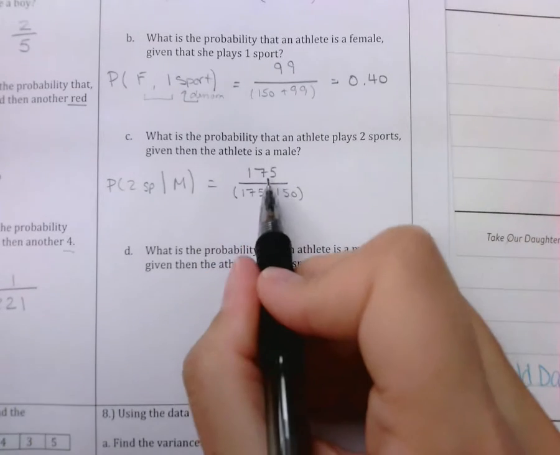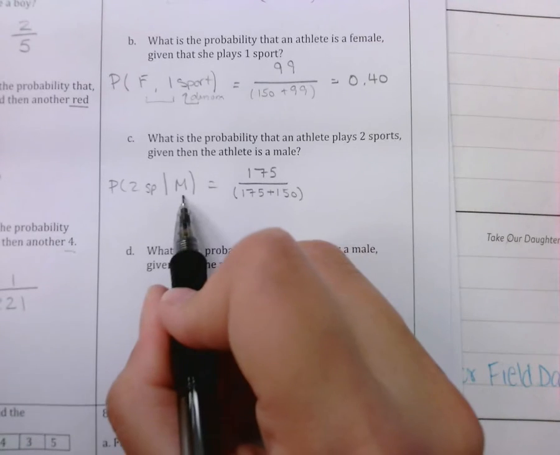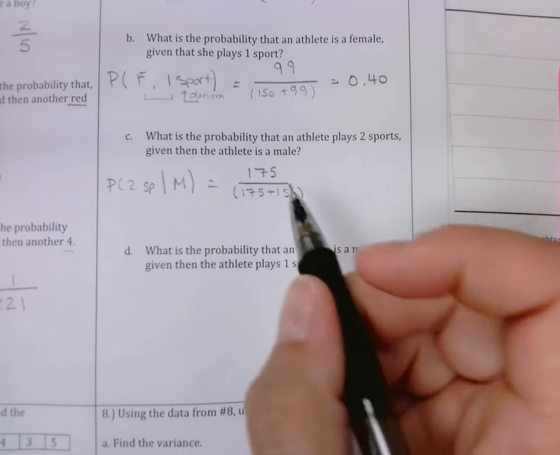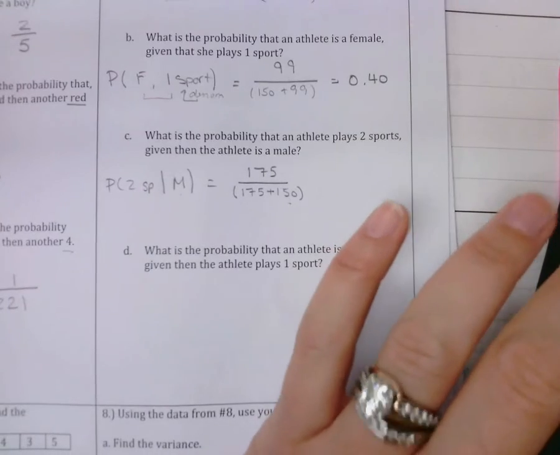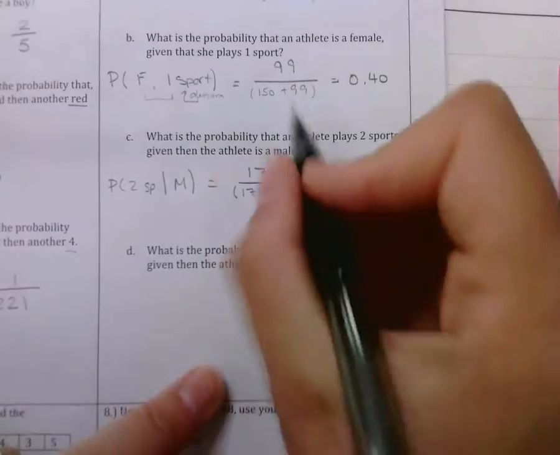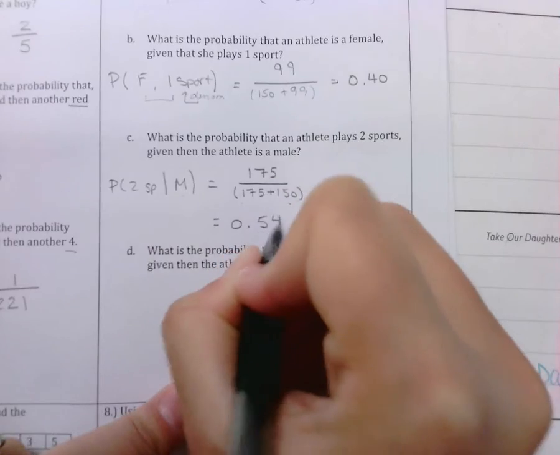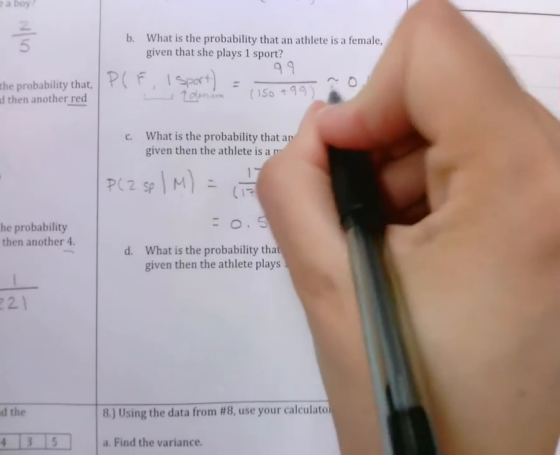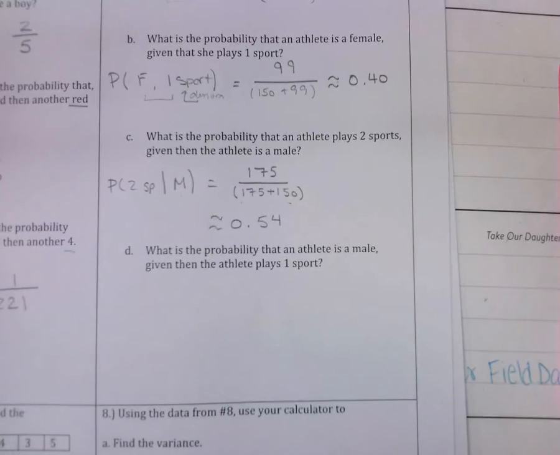So the numerator is 175 because that's the males that play 2 sports, and the denominator is all the males. So that's 175, and then the 150 males that played one sport. That's 325. I'm going to use my calculator. So I got, these really should be approximately because we rounded. So 0.54.